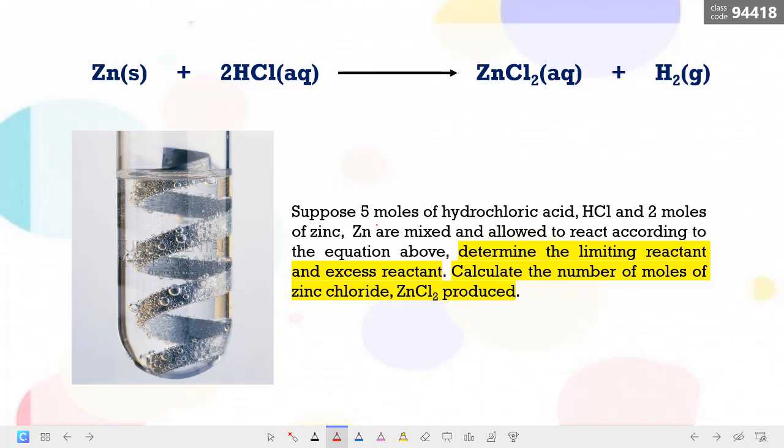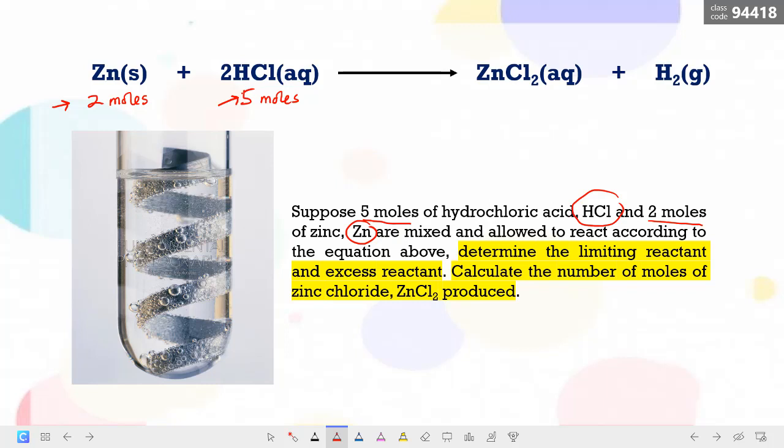For example, here, provided to us during the experiment, we have 5 moles of HCl and 2 moles of zinc metal. Apa maksudnya? Maksudnya bila saya nak buat eksperimen dalam makmal, saya mesti ada mass setiap reaktan. Daripada mass kita boleh dapat mole. So, yang dibekalkan kepada saya masa saya nak buat eksperimen ini, katakanlah saya ada 2 moles of zinc and saya ada 5 moles of hydrochloric acid.